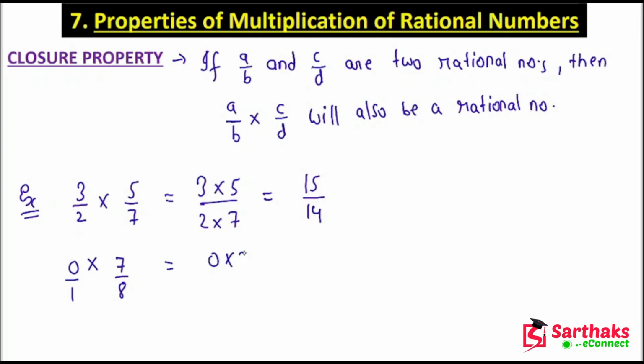So it would be 0 into 7 whole upon 1 into 8, which is nothing but 0 upon 8, which is again 0. So you can see the product of two rational numbers will always be a rational number. So it is a very easy property. Let us see the next property, which is commutativity.